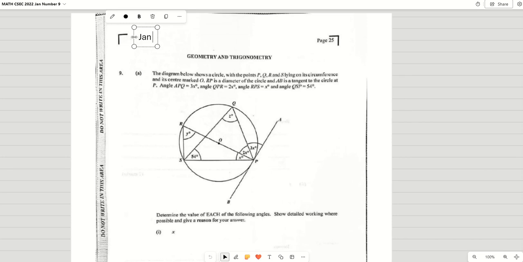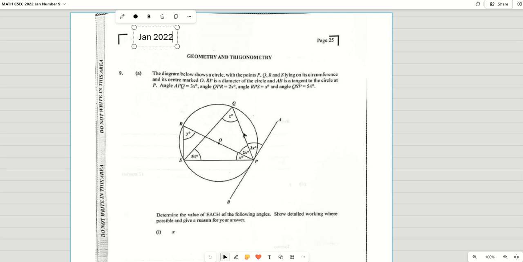Today we will be doing January 2022, number 9. They said the diagram below shows a circle with points P, Q, R, and S lying on the circumference. O is the center, PR is the diameter of the circle, AB is a tangent to the circle at point P, meaning it's just touching the circle at point P.